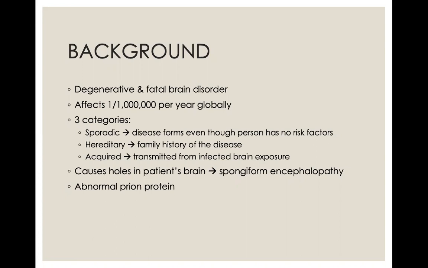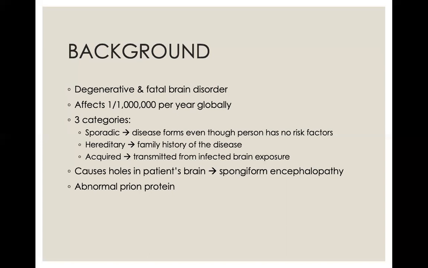And for sporadic, the disease forms even though the person doesn't have any risk factors, and this is also the most common type of Creutzfeldt-Jakob disease. The second type is hereditary, in which the patient has a family history of the disease, or if there are any mutations present in the family. And lastly, the third type is the acquired category, and this is transmitted via exposure to brain or tissue. And it's most likely when the patient is exposed to infected material during a surgery or procedure, and this is the least common of the 3.